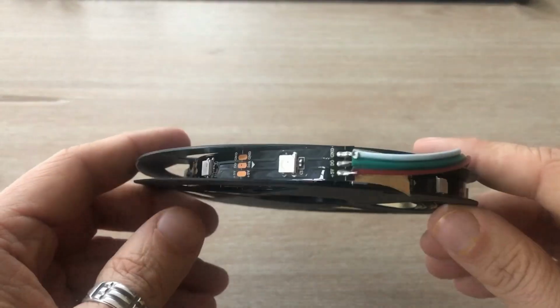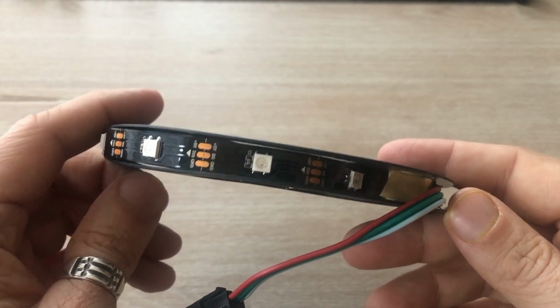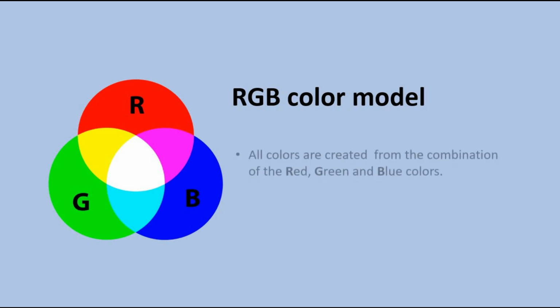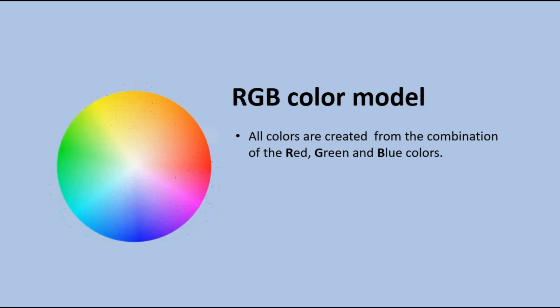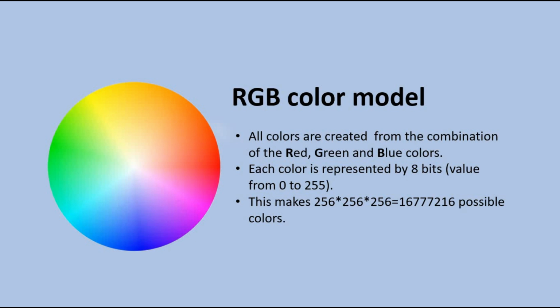When I purchased my first individually addressable LED strip, I thought I had everything figured out. It was clear to me that I would be using the RGB color model. In this concept, all colors are created from the combination of red, green and blue colors. In this model, each color, or should I say the amount of that color in the mix, is represented by an 8-bit value, which translates to an integer value ranging from 0 to 255. This allows us to address 255 times 255 times 255 colors. That gives a staggering number of over 16 million.